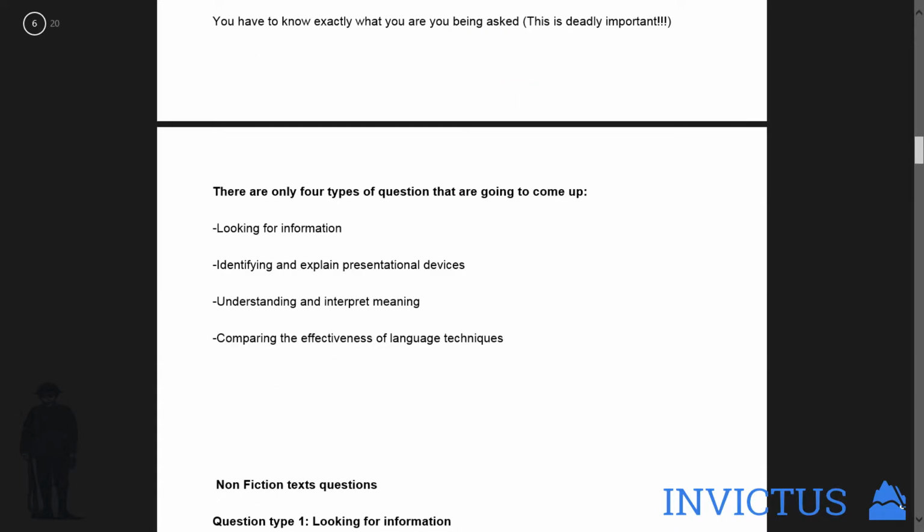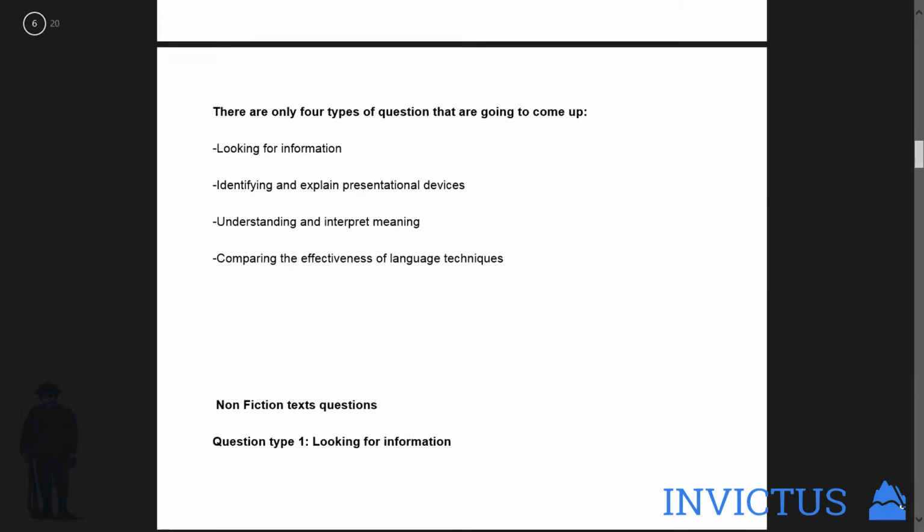This is deadly important. So 4 types of questions that are going to come up: looking for information, identifying and explaining presentational/graphological devices, understanding and interpreting meaning, and comparing the effectiveness of language techniques.